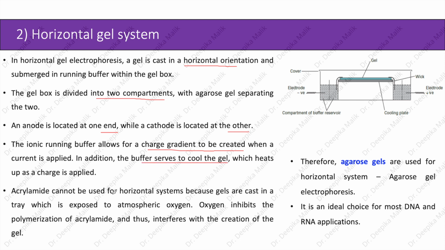Acrylamide cannot be used for horizontal systems because gels are cast in a tray which is exposed to atmospheric oxygen. Oxygen inhibits the polymerization of acrylamide and thus interferes with the creation of the gel. Therefore, agarose gels are used for horizontal systems such as agarose gel electrophoresis. It is an ideal choice for most DNA and RNA applications.